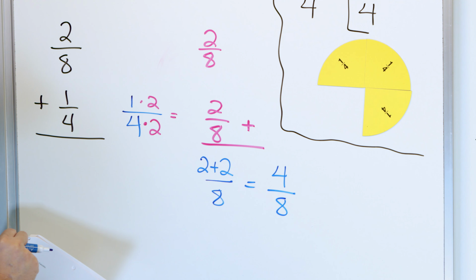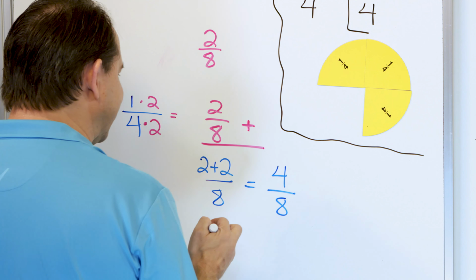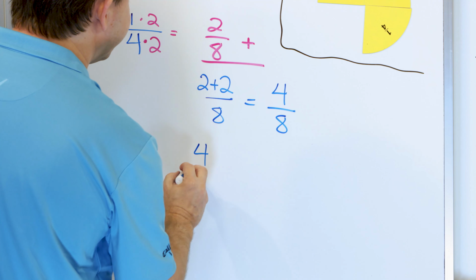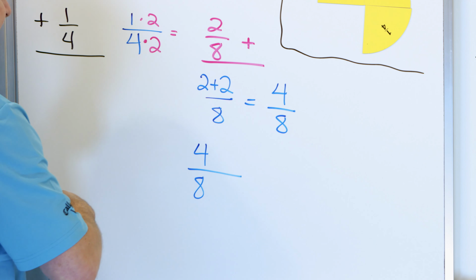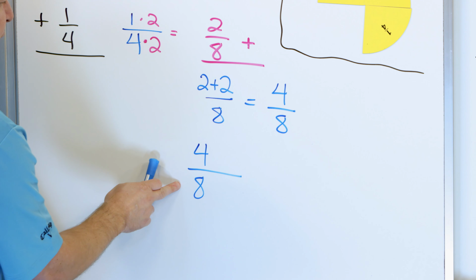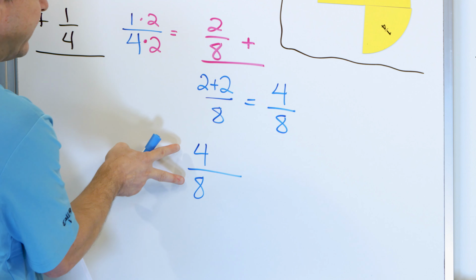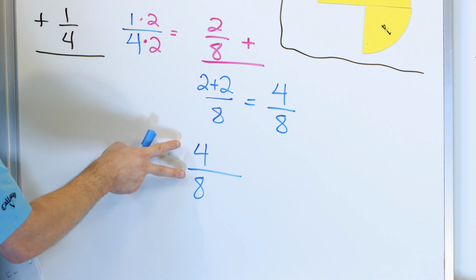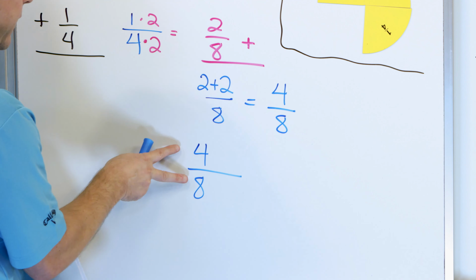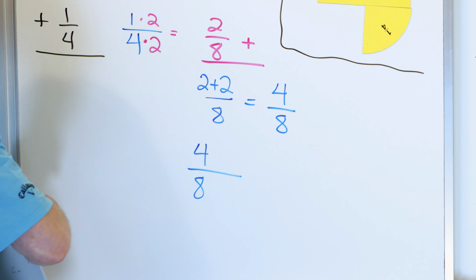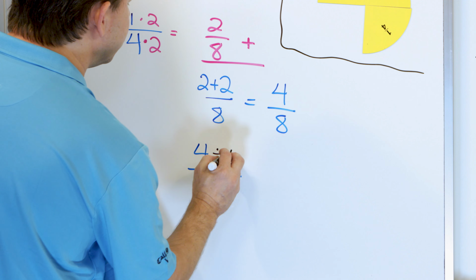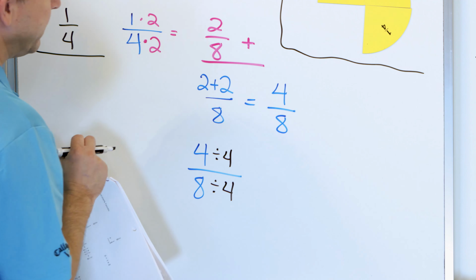And then I ask myself, can I simplify 4/8? I'll put a 4/8 here. And the answer is yes, I can. I can divide by 2 if I want to, but I actually see that I can divide by 4. Remember, you're going to save steps if you divide by the biggest thing you can that will divide evenly. So I will divide the top by 4, and the bottom I'll also divide by 4.